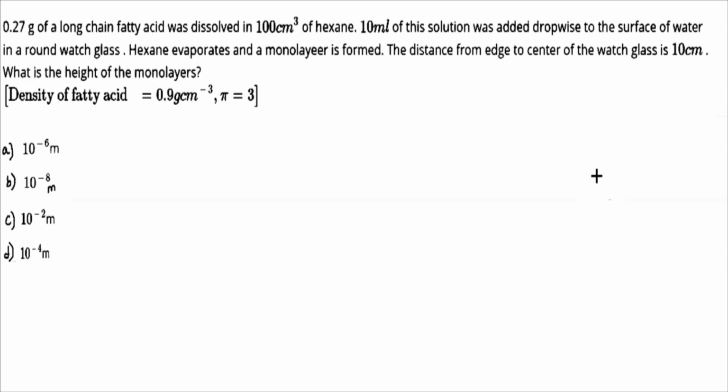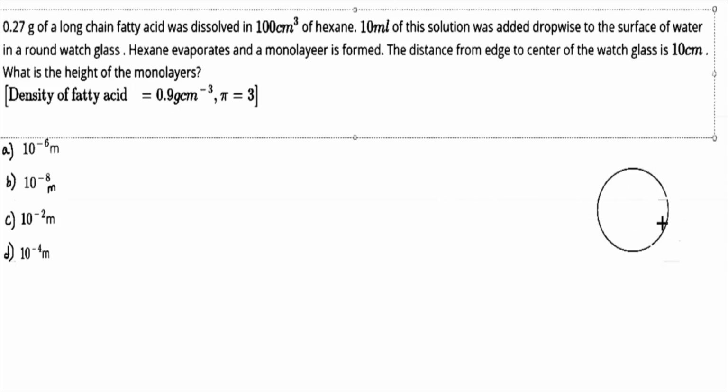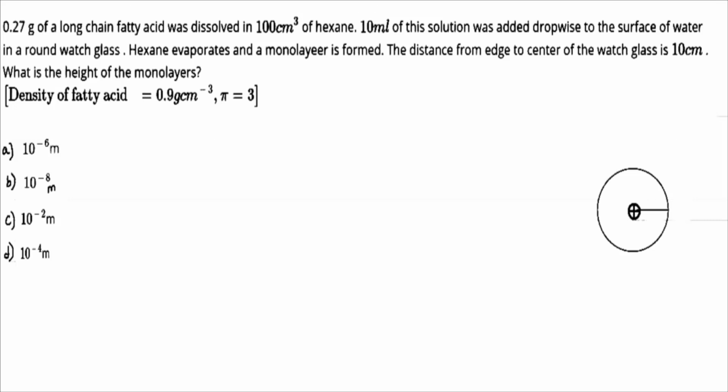So we have this round watch glass. For this, the radius is 10 centimeter. So the radius is equal to 10 centimeter. This is our 10 centimeter radius, and let's say this is our R.